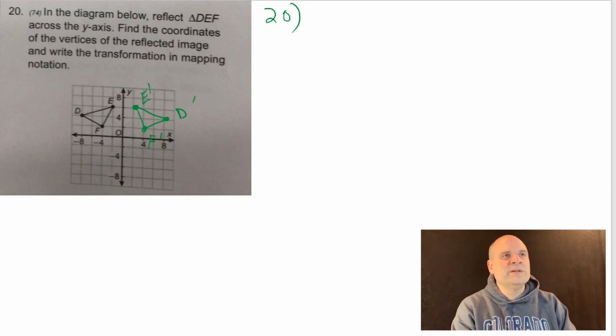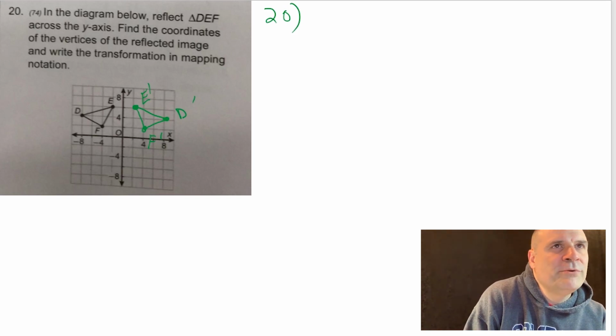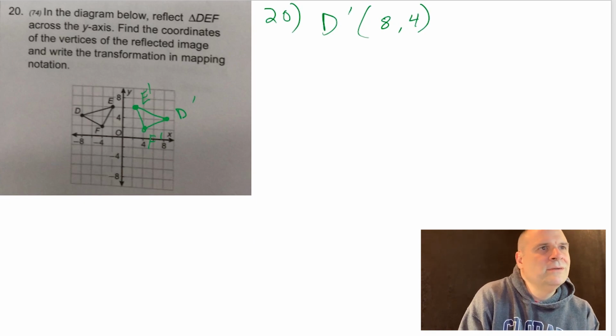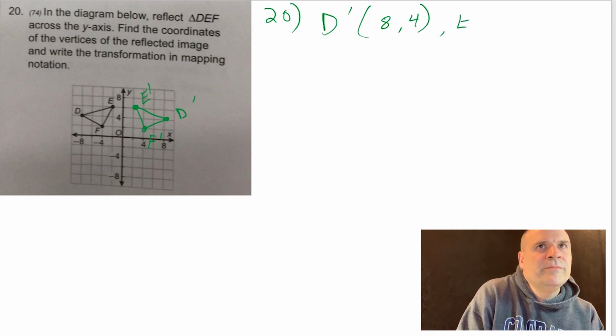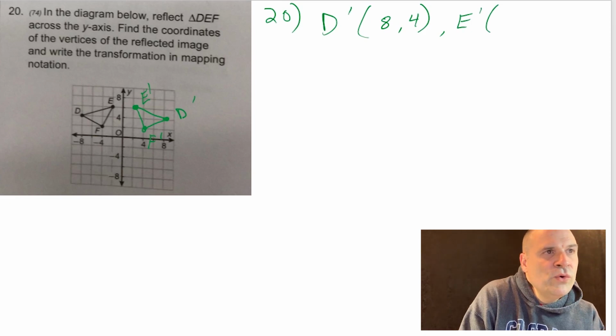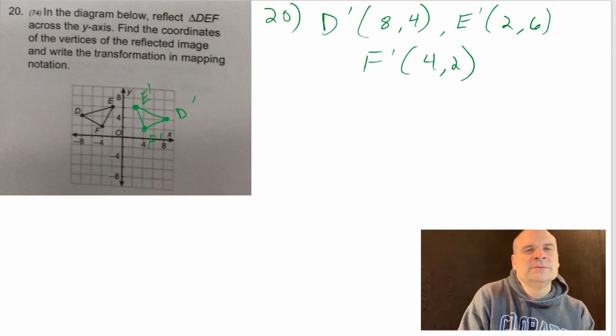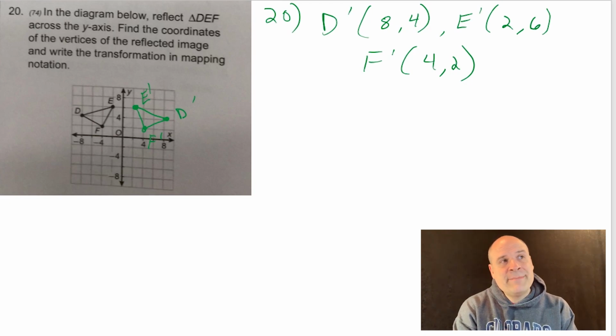And then it says find the coordinates of the vertices. Okay, no problem. D prime is, let's see, so 8, 4. The graph is everything's doubled, so it's weird. All right, and then E prime is 2, 6. Remember, each line is 2, so that's 2, 6. Don't say 1, 3. And then F prime is gonna be 4, 2.